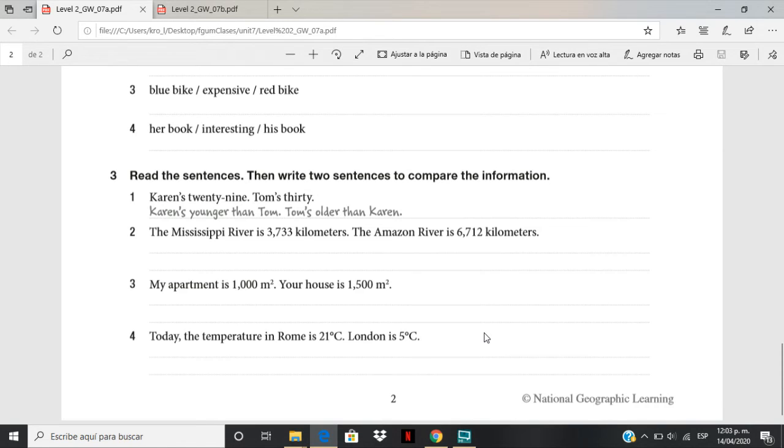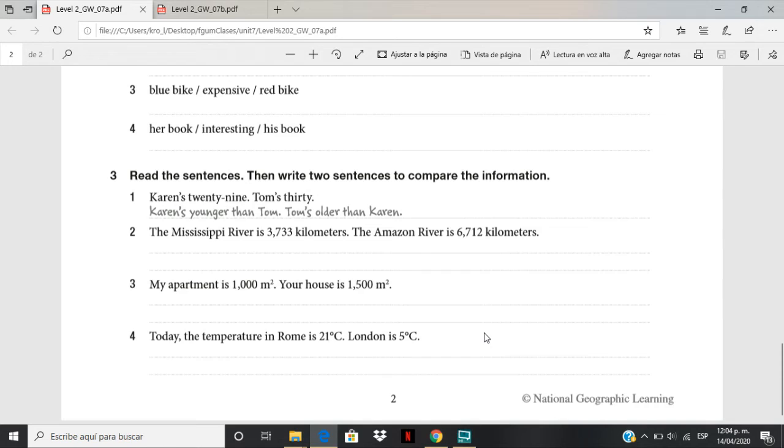Okay, here you are the answers, right? Try to check if you wrote something close to it, right? According to the information you had, the Mississippi River is shorter than the Amazon River. The Amazon River is longer than the Mississippi River, right? What about number 3? According to the information in the prompt, my apartment is smaller than your house, and your house is bigger than my apartment, right?